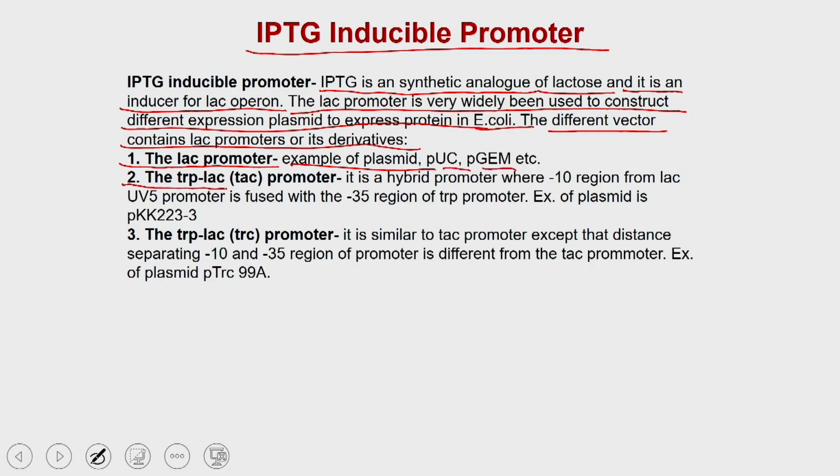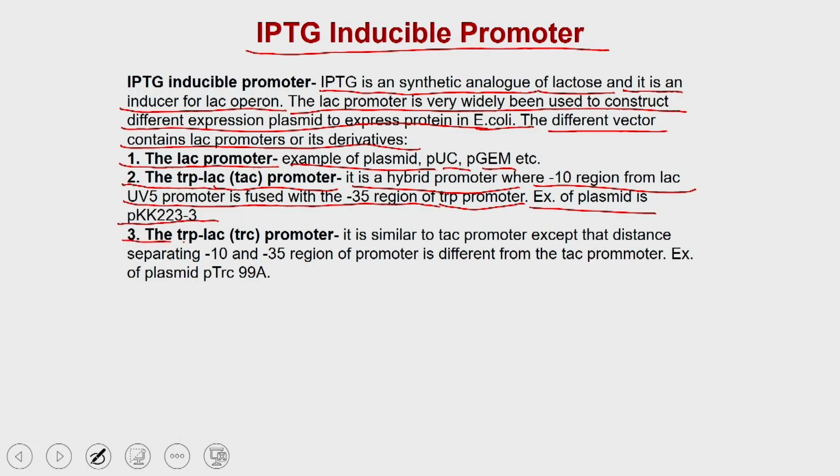Then you have the tac promoter, which is called the trp-lac promoter. It is a hybrid promoter where the -10 region from the lac UV5 promoter is fused with the -35 region of the tryptophan promoter. An example in this case is pKK223-3, which means you are taking the -10 region from the lac promoter and the -35 region from the tryptophan promoter.